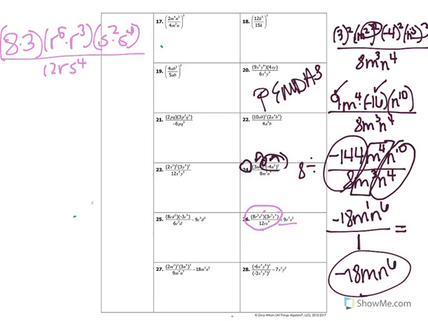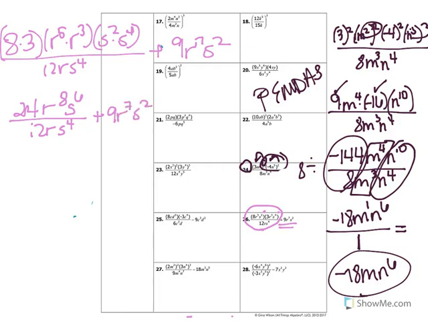Okay, now I have that plus 9 here. I'll just write it because I should. All right, 9r to the 7th s squared. Okay, all right, so working up top, 8 times 3 gives me 24. Now when I'm multiplying with the same base, we add the exponents, so this is r to the 8th, s to the 6th, and this is all over 12r s to the 4th, and then remember we have plus 9r to the 7th s squared.